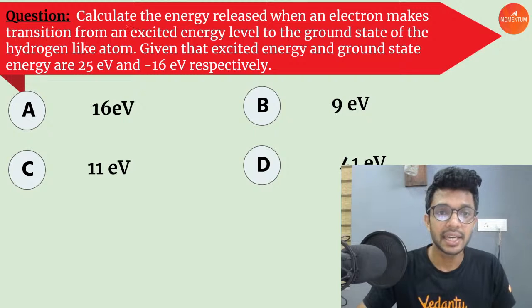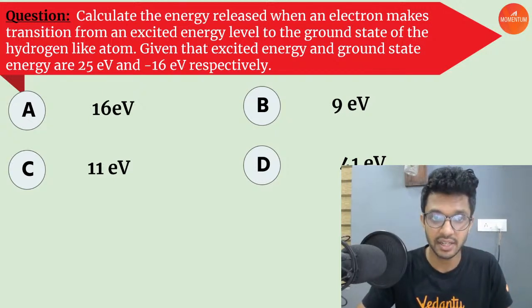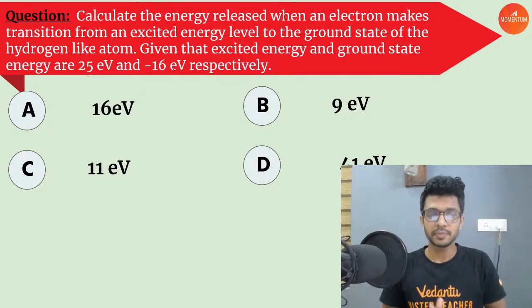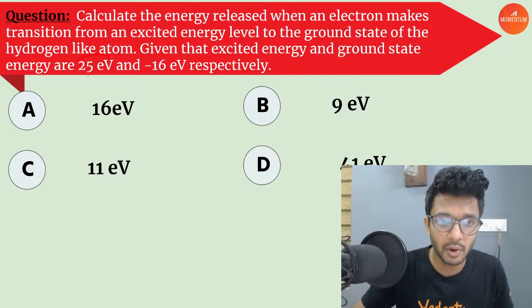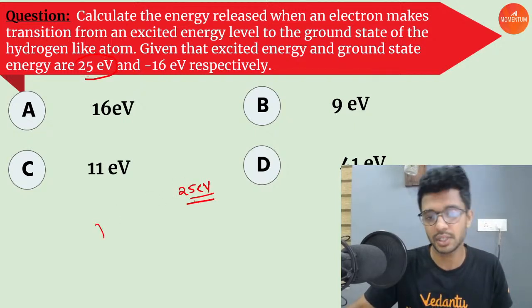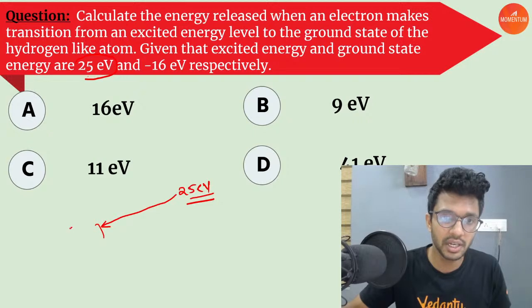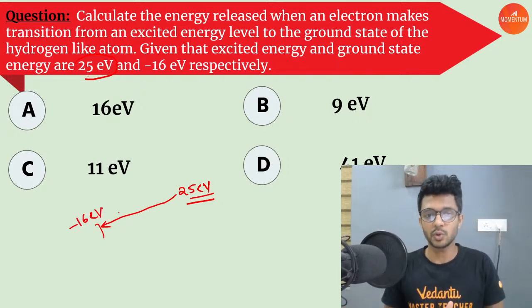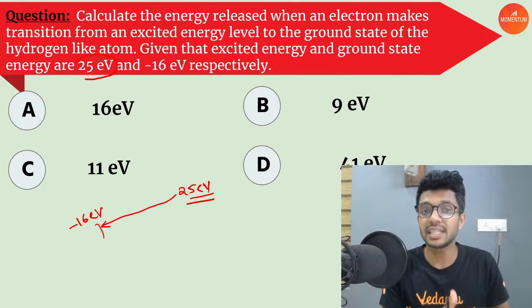So here it comes. Calculate the energy released when an electron makes a transition from an excited energy level to the ground state of the hydrogen-like atom. Given the excited energy and ground state energy, how much energy will be released? The energy possessed by the body at the excited state is 25 electron volt. Now this electron is moving from this high energy state to a low energy state of minus 16 electron volt, which means it is losing its energy from 25 to minus 16. So how much energy is released?